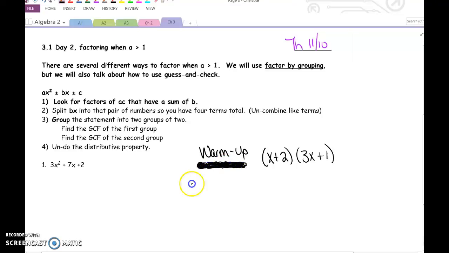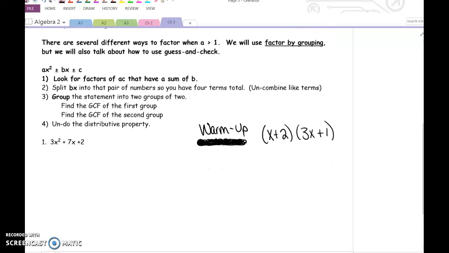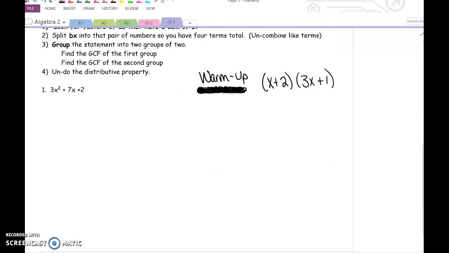And I'm going to put some very specific steps down. I'm going to have you write this in a way that you probably aren't used to writing it. We're going to use the distributive property to multiply x plus 2 times 3x plus 1. Now, do you all agree that in doing this, you would take the x and distribute it, and then you would take the 2 and distribute it? Do you all agree that that's how we would do this problem?